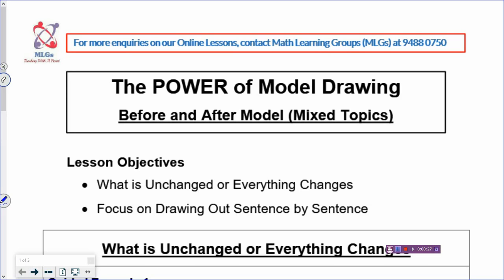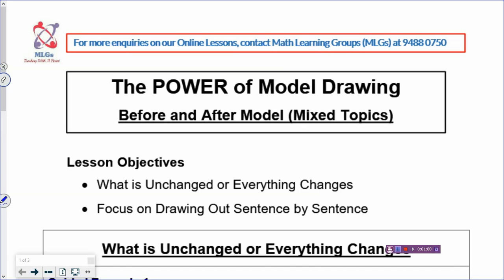Before and after tabulation. However, I think schools always encourage pupils to draw models. Some of the schools are not quite positive about students using other methods to solve the problem. So therefore, I'm still going to draw models for before and after problems so that your child can still understand how to draw, even though there is another method out there which is actually easier.